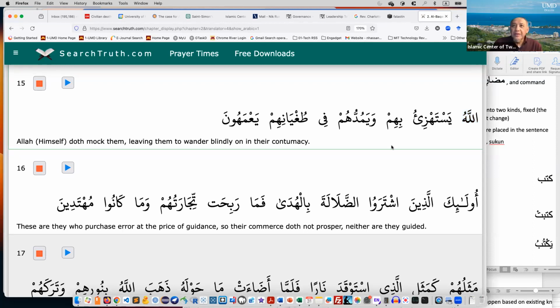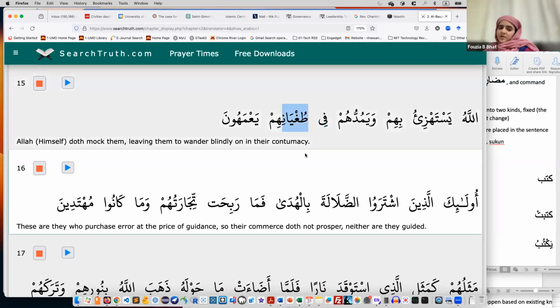What's another one? Yamudduhum. Yes, very good. So it's another verb. Now, what's the word after the fee? What kind of word is that? Because it's after fee, therefore that word is a what? Is it in? Yes, fee is in, which is the harf. And because we know a harf comes before this word, what word is this? Tughyanihim.